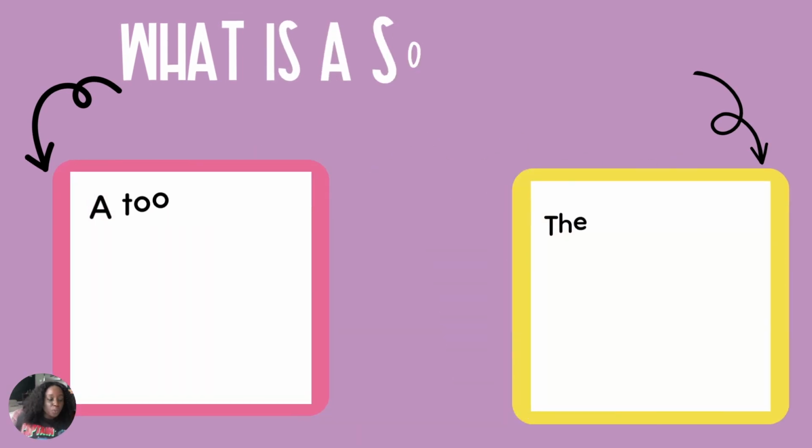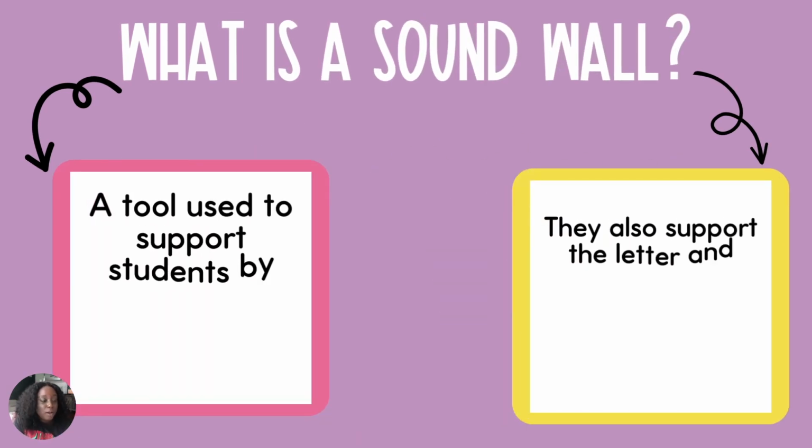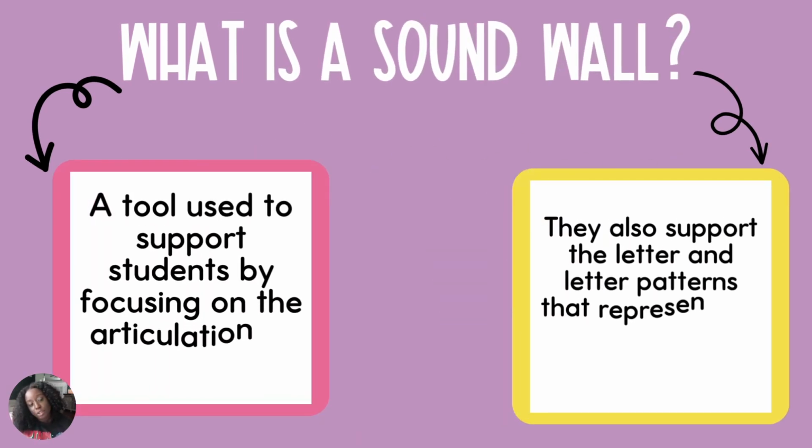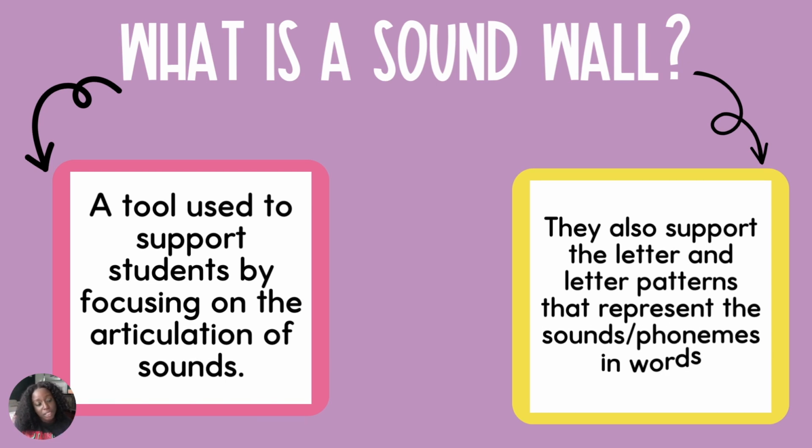All right. So, what is a sound wall? A sound wall is a tool that is used to support students by focusing on articulation of sounds. Sound walls also support the letter and letter patterns that represent sounds and phonemes in words. We're going to be hearing a lot of the words phoneme and grapheme throughout this presentation. As we move further along, I'm going to explain the difference between a phoneme and grapheme and what they are. We're going to look at some examples.